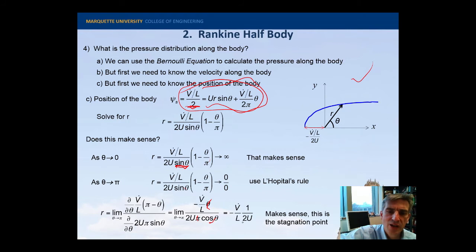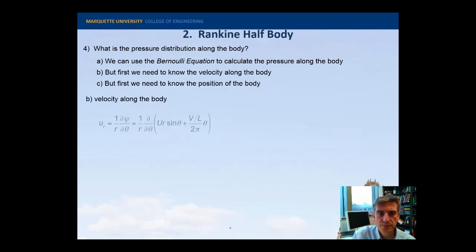I just get v dot over L, or the magnitude of the point source, divided by 2u, the free stream velocity times 2. And this is, in fact, if you look back, the value that we got for the stagnation point. So that makes a lot of sense. I think we got the right equation here.